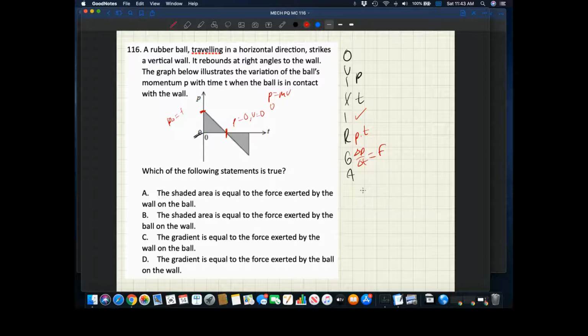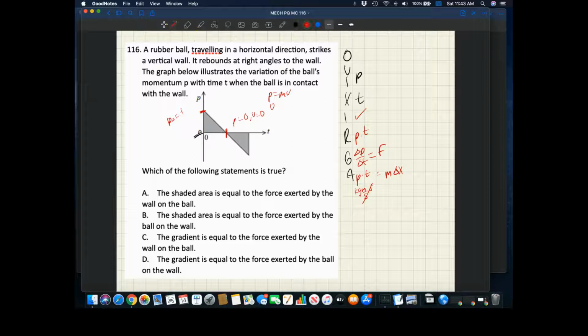And the area is P times T, which is kilogram meters per second times seconds. Kilogram meters is like mass times delta x, and that's not a known quantity or a quantity that we identify as one of our main concepts. So we've got a rubber ball traveling in a horizontal direction, it strikes a vertical wall, and rebounds from the wall.